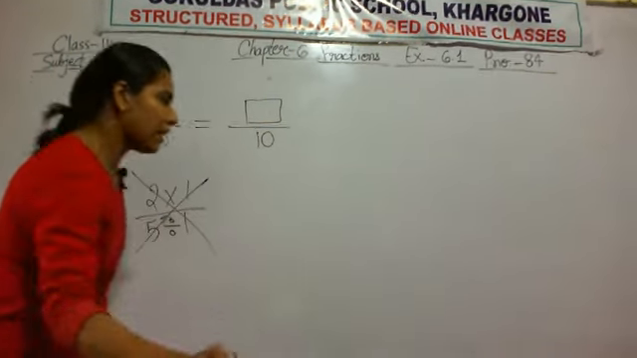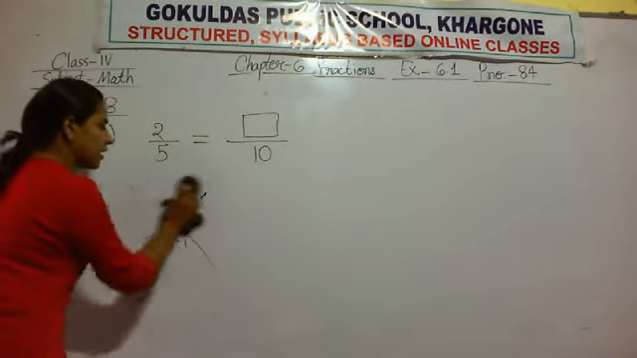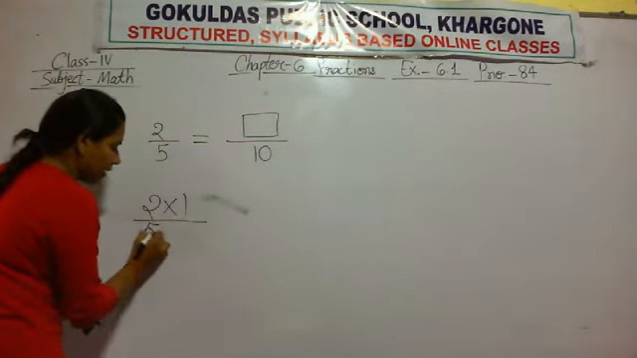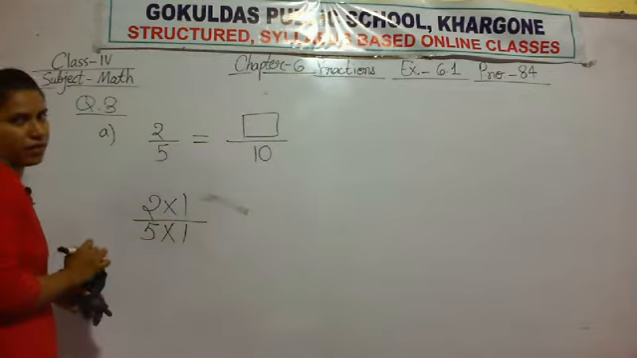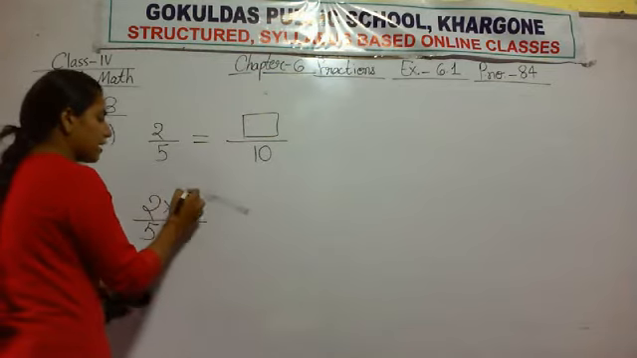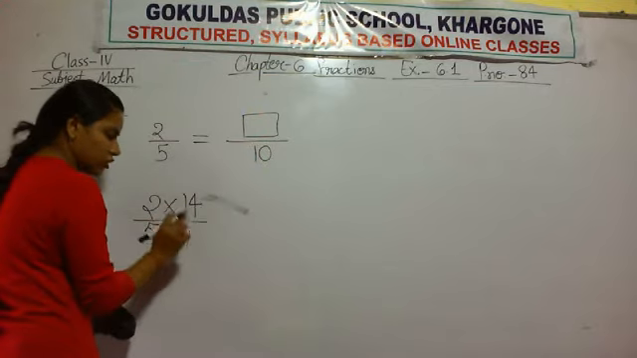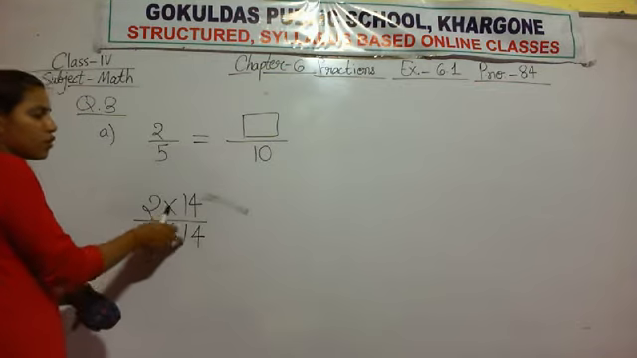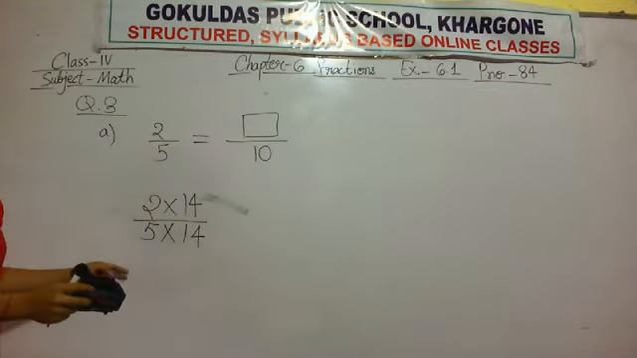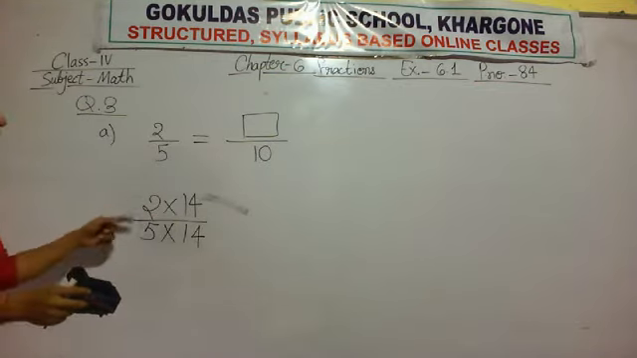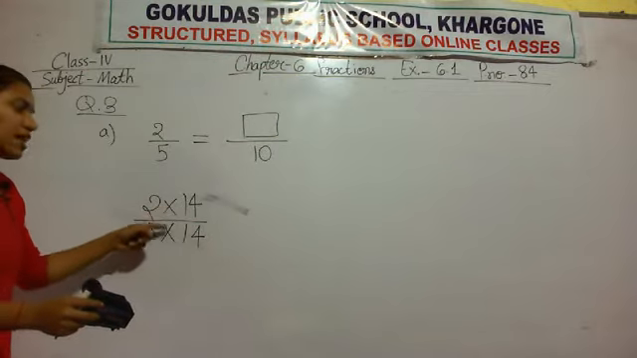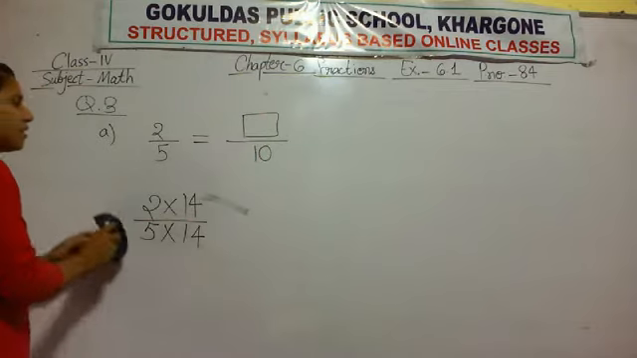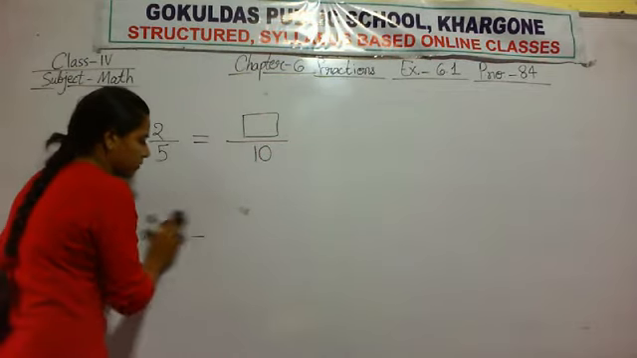If you are multiplying in numerator by 1, then in denominator you need to multiply by 1. Okay, if you are multiplying in numerator by 14, so in denominator you will multiply by 14. By the same number you will multiply numerator and denominator, and you will use the same operation in both numerator and denominator. Okay, this is the most important point to be remembered.